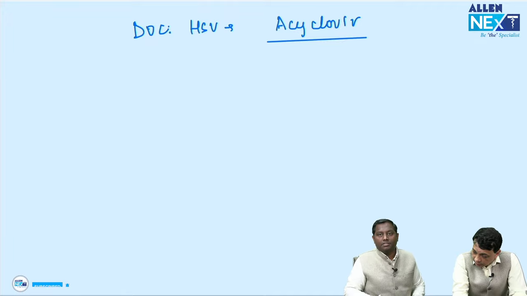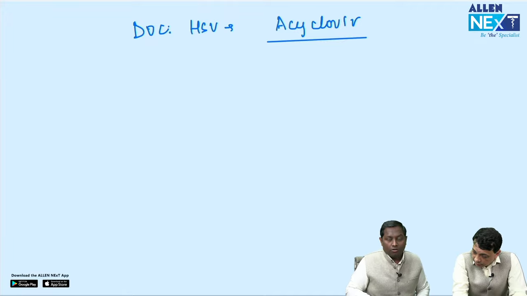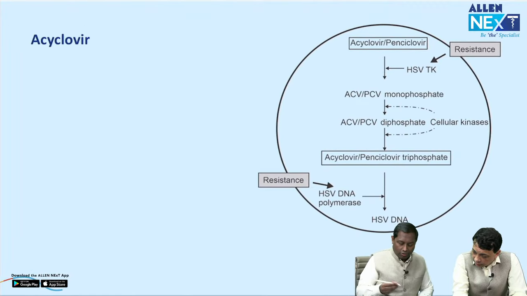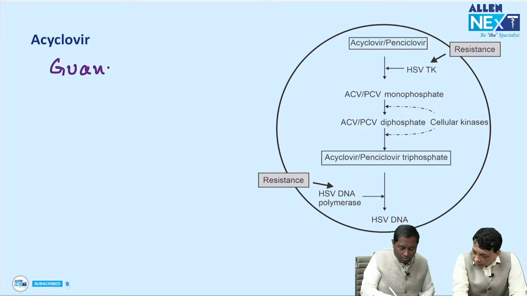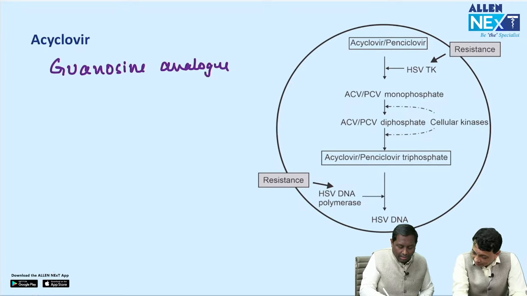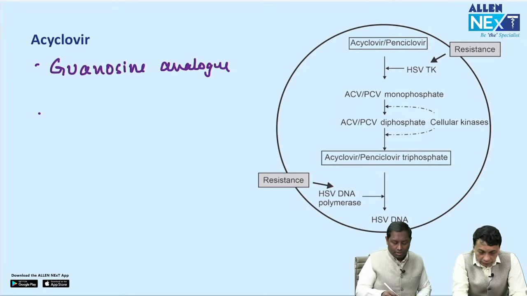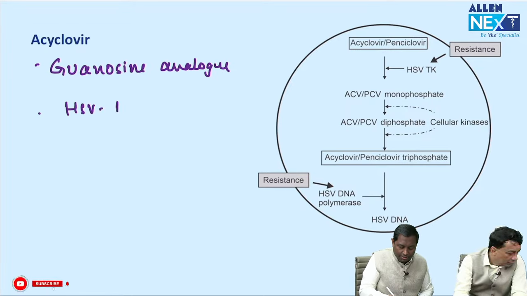Two important questions are very frequently asked about acyclovir. What is the mechanism of action? Do remember, guys, acyclovir is one of the guanosine analogs. That is question number one that has been asked in the past. Apart from that, remember, it is a herpes simplex virus DNA polymerase inhibitor.